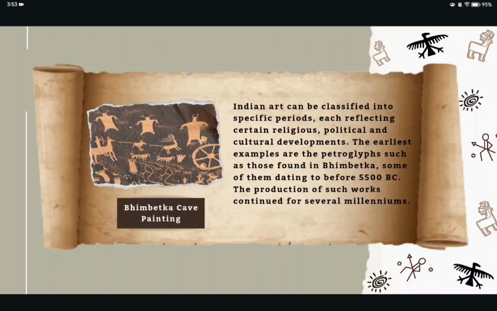In Bhimbetka cave painting, dito naman nakaukit sa bato ang mga larawan. The painting depicts scenes of daily life, animals, hunting, and rituals, providing insights into early human culture.